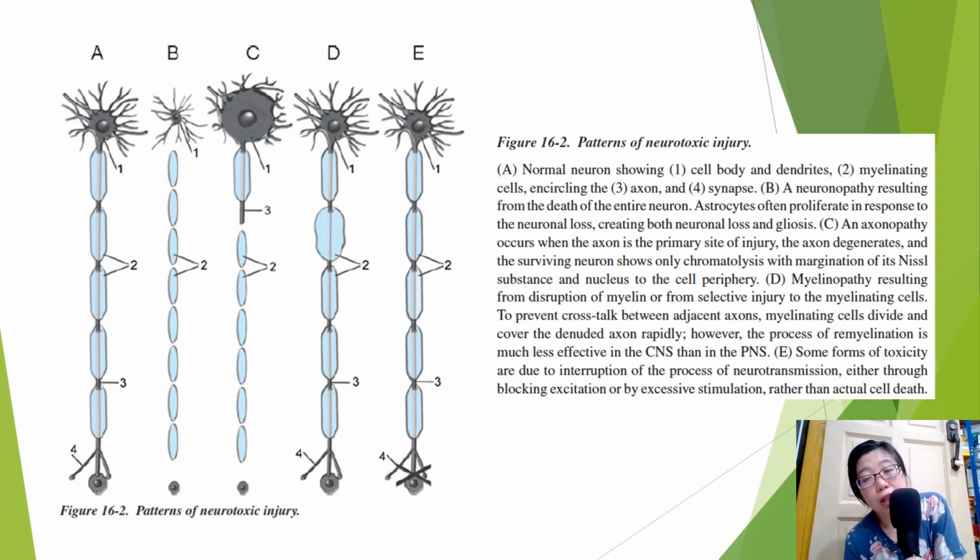Using a picture to illustrate the patterns of neurotoxic injury. In A, the first one refers to the normal one. The second one, as you can see, is neuropathy. The whole neuron is dead in a way, and there's nothing connecting. C is axonopathy, whereby the main site of injury is at the axon. You can see some parts here are gone. In D, as you can see, something is wrong with the myelin sheath. E is toxicity due to interruption of the neurotransmission. Therefore, without proper signaling, the nerve sensory or transmission process is just out of the window.